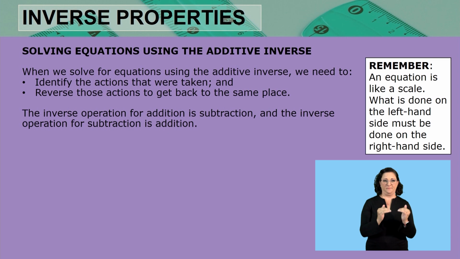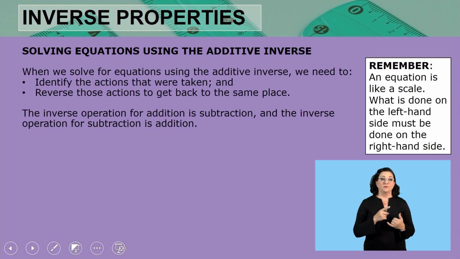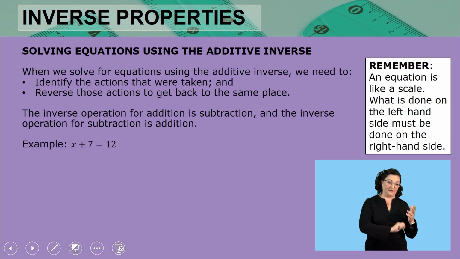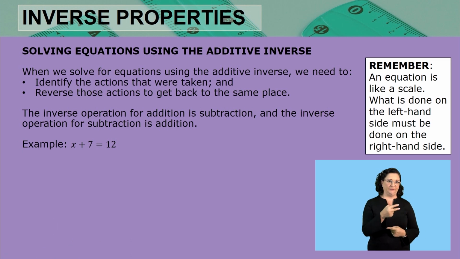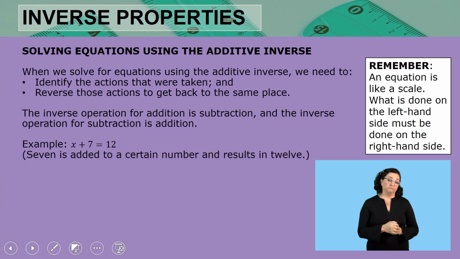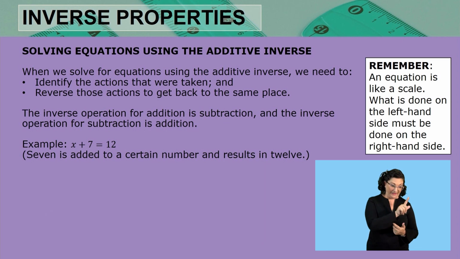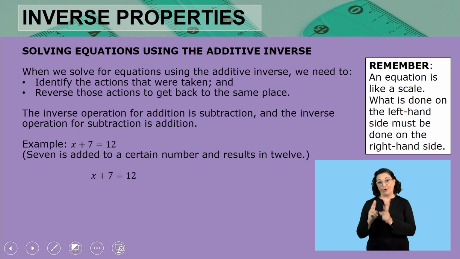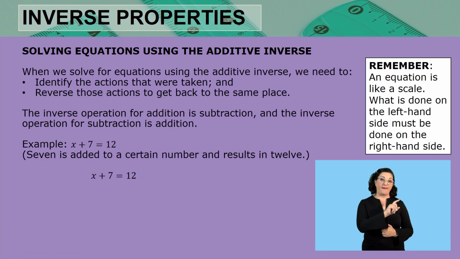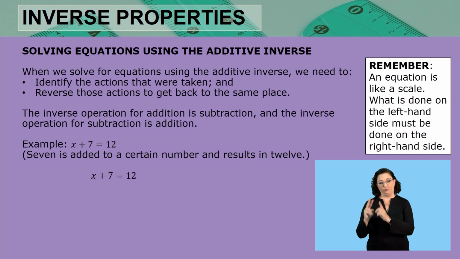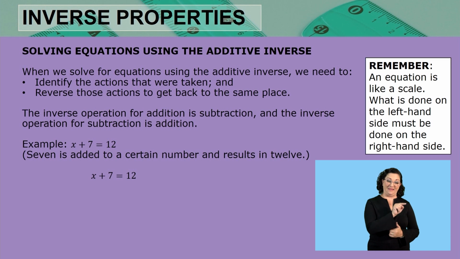So the inverse operation of an addition is a subtraction, and the inverse operation of a subtraction is an addition. Let's look at the example, x plus 7 is equal to 12. This is simply saying that 7 is added to a certain number and the result is 12. So how are we going to do this? We have here x plus 7 is equal to 12. So 7 was added to this number and the result was 12. How do we reverse this process?